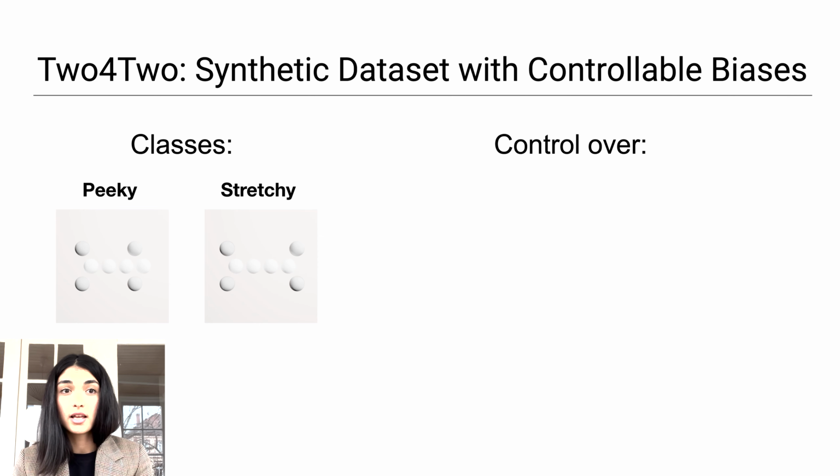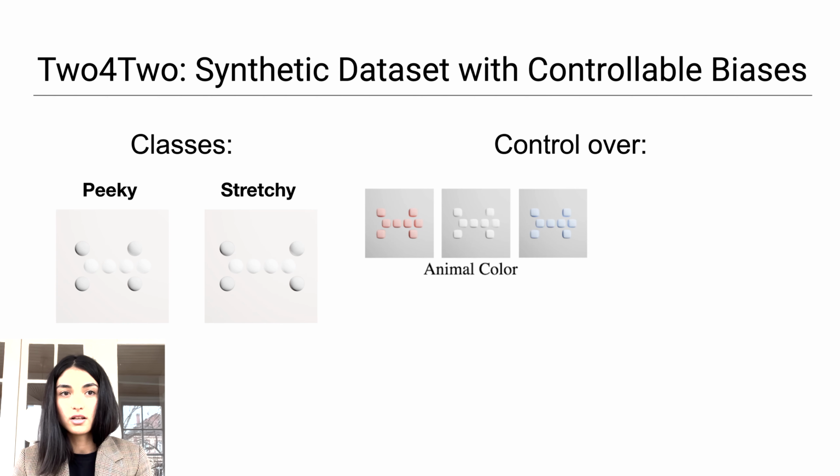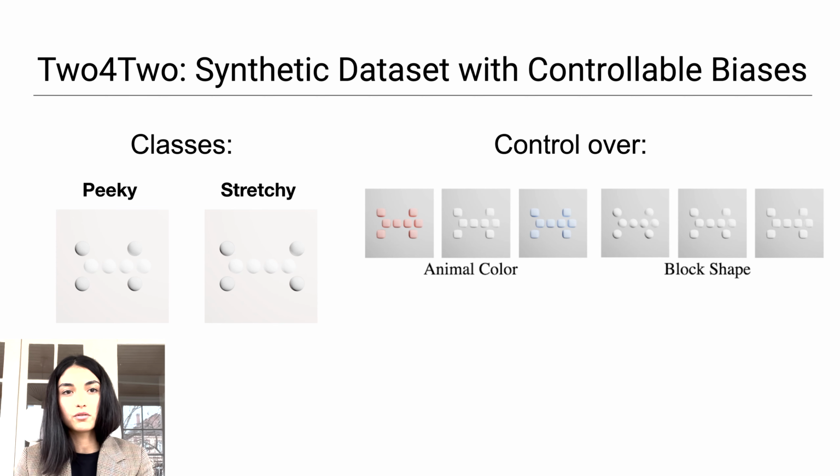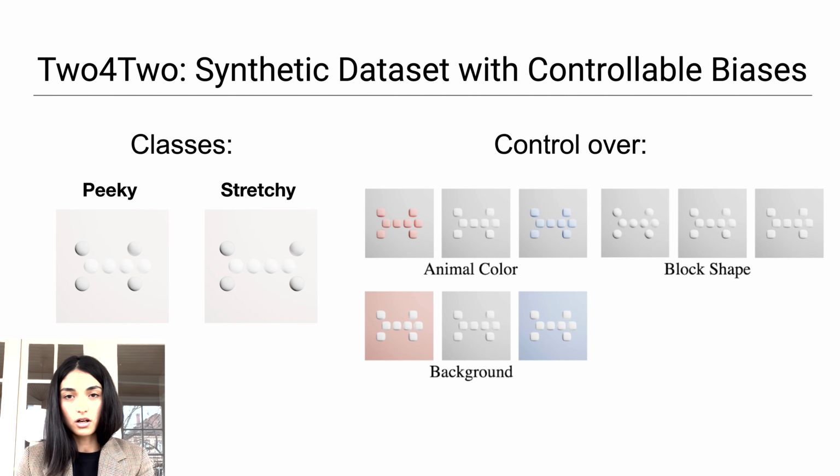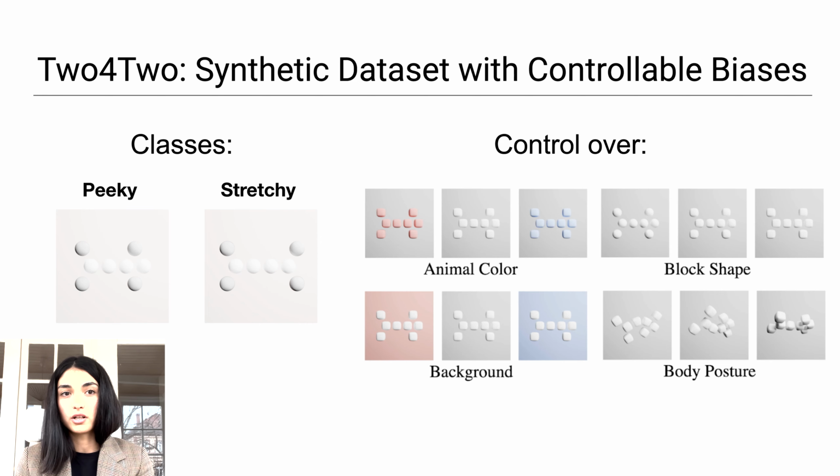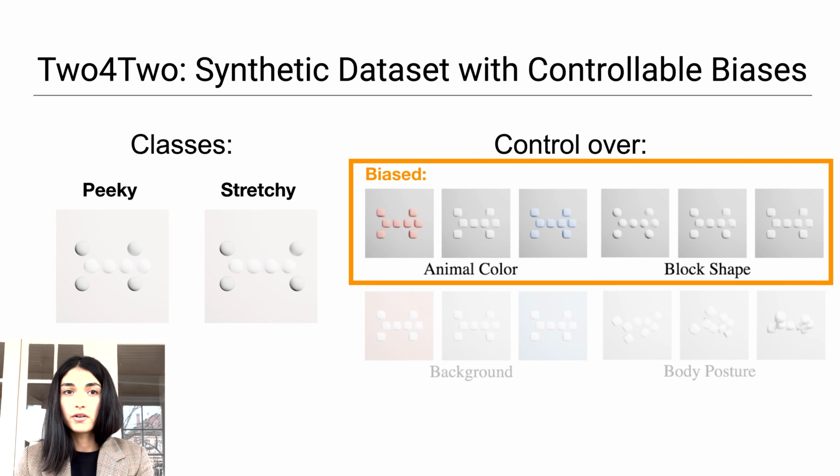of training, and with our generator, we have full control over different attributes: the color of Peaky and Stretchy, their block shape, which can be rounded or rectangular, their background color, and their body posture, including rotation and bending. With our framework, we generated a dataset where the animal color and the block shape attributes were biased, and then use it to train a neural network.